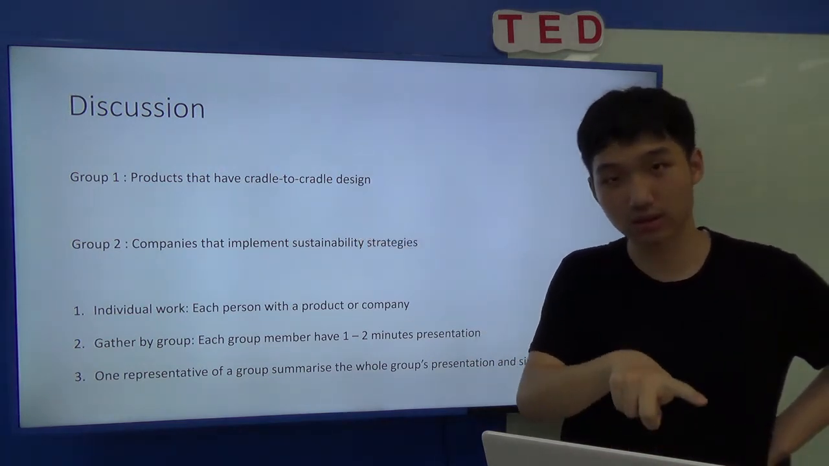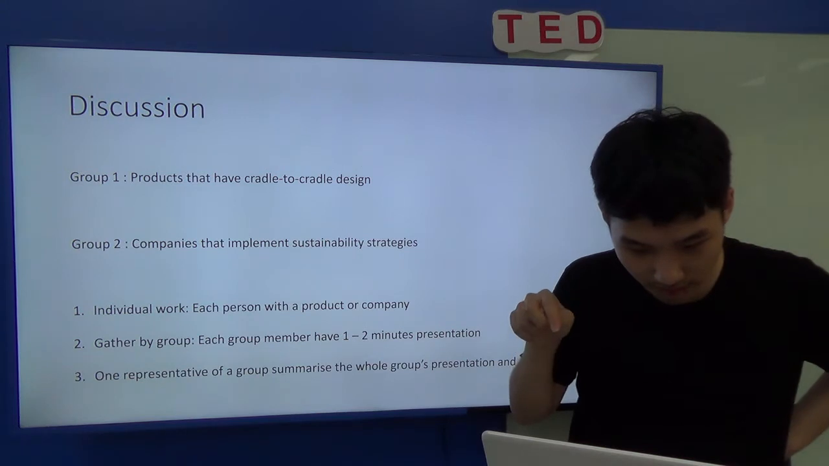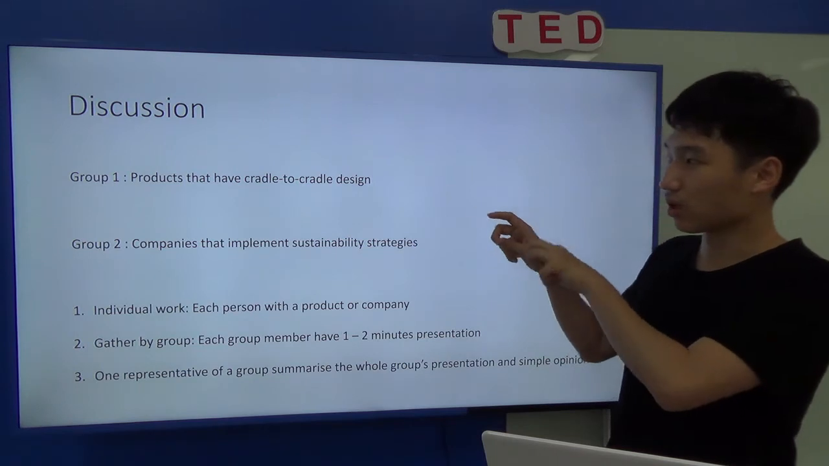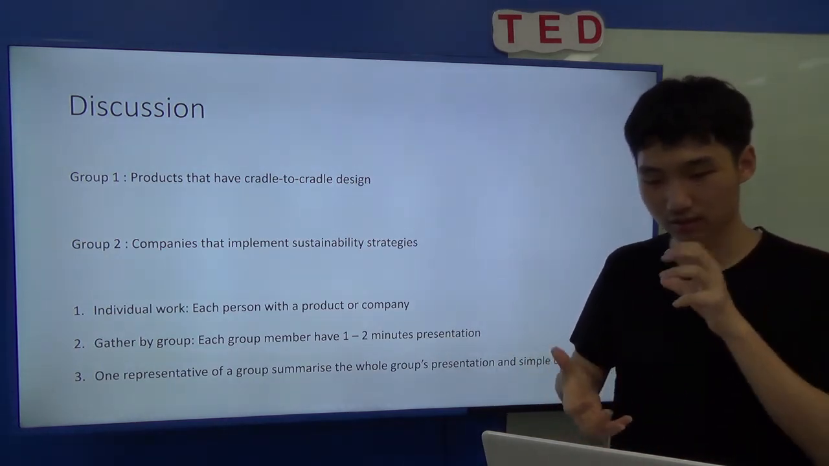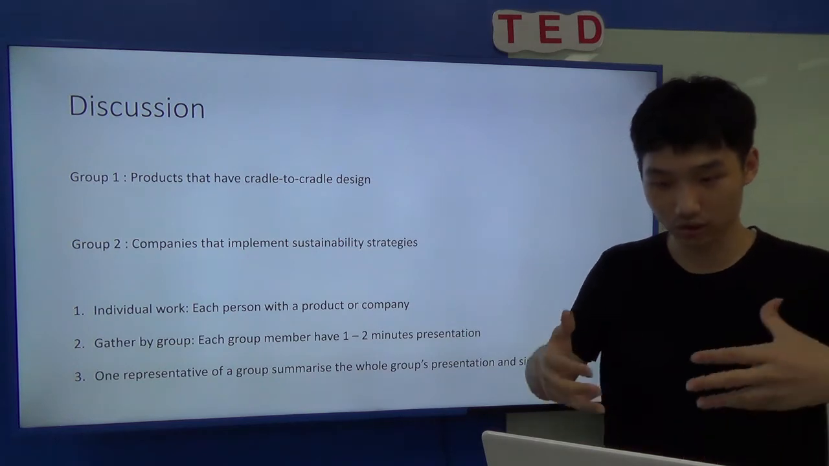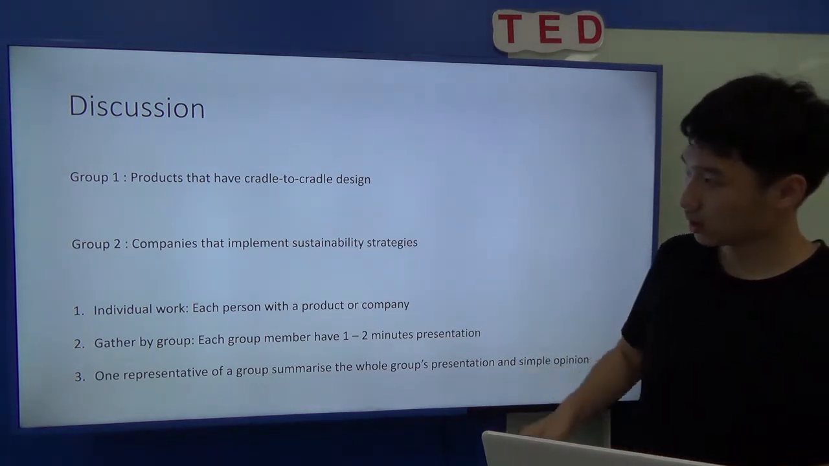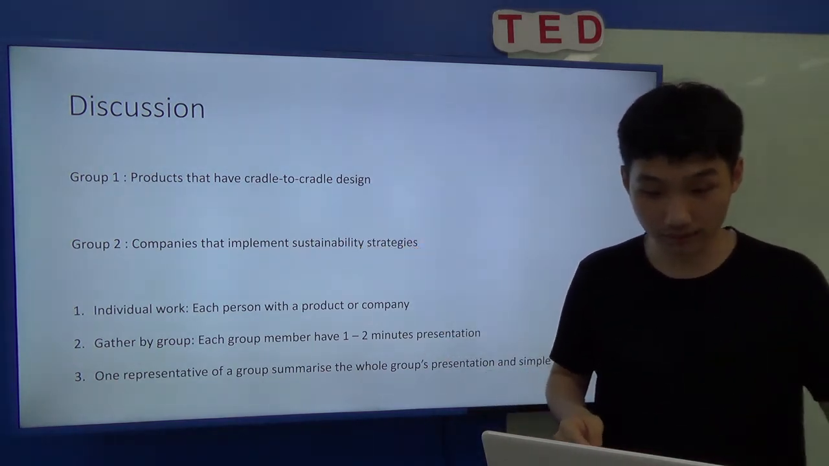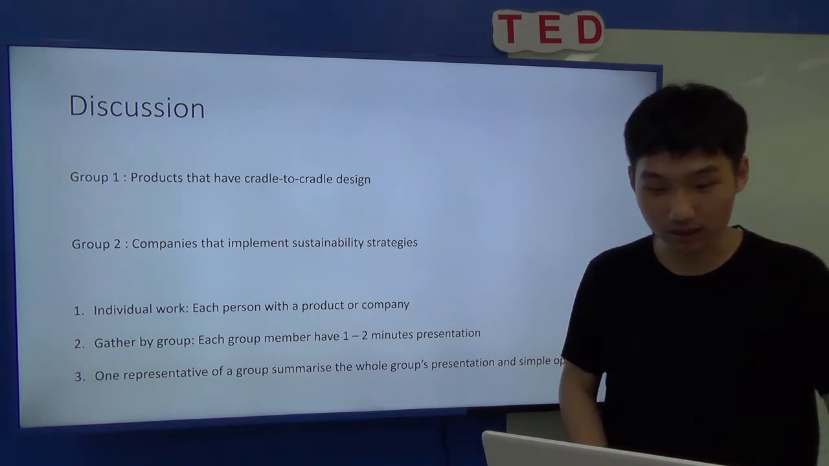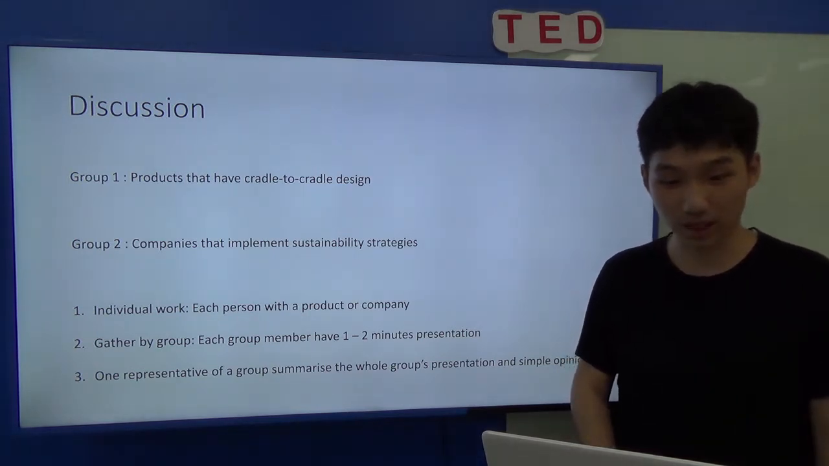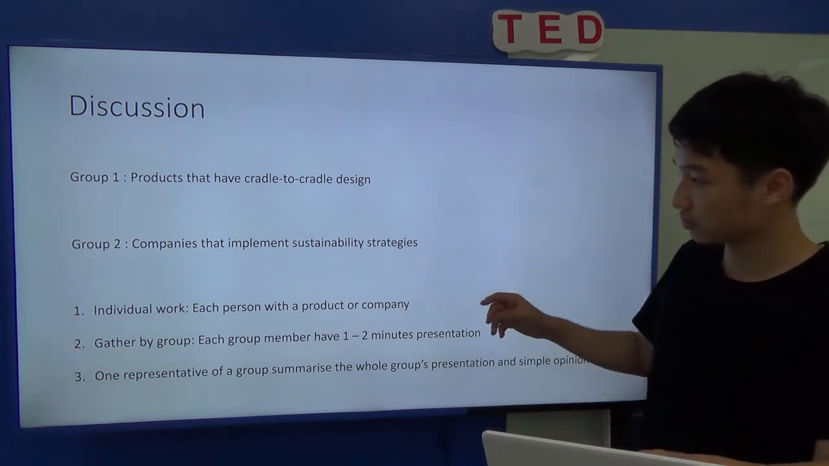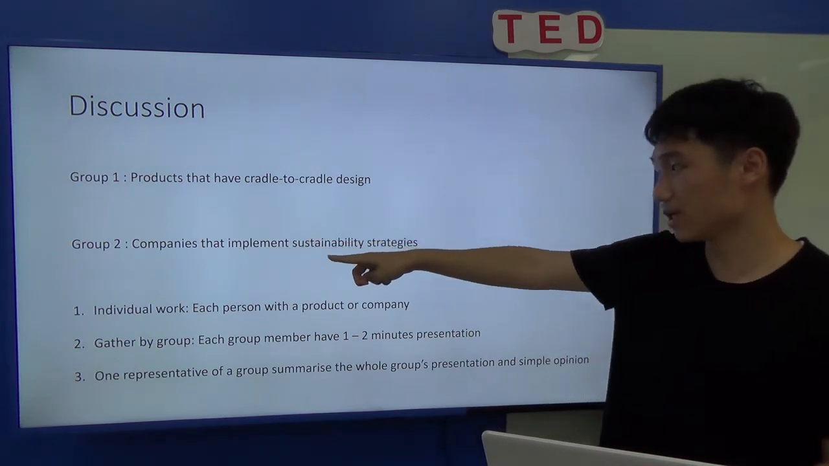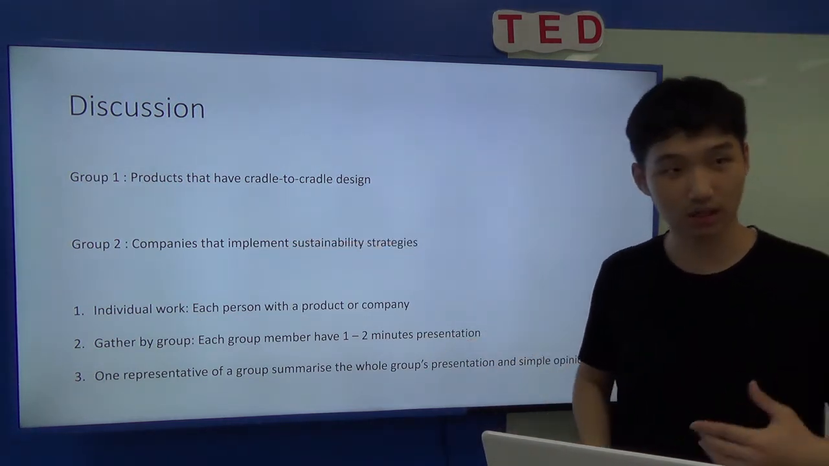So Dr. Cho, Mr. Kim Jong-min, and Mr. G should each search for a product that has cradle-to-cradle design, and then share your opinion, and choose your presenter. And breakout room 2 should find companies that implement sustainability strategies, and you should pick all different companies. Later you cannot come out with one company and say you basically researched the same thing, okay? So 3 different companies. The second group should research the companies that implement sustainable strategies, okay?